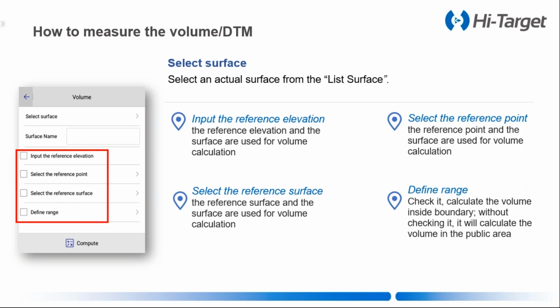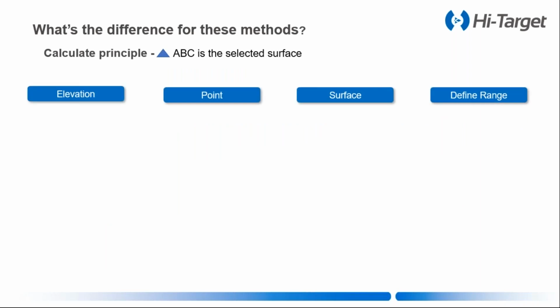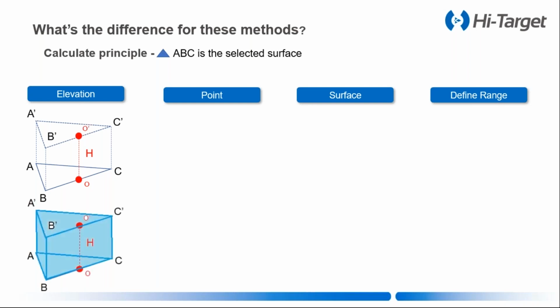Such explanations still don't help us understand what they are. Don't worry, I'll show you some pictures to help you imagine the different ones. For example, ABC is the selected surface. First one, elevation: we only input the reference elevation. So the volume is like that.